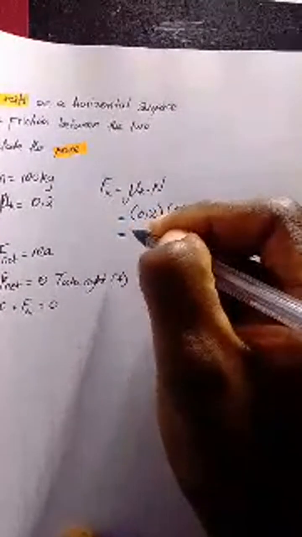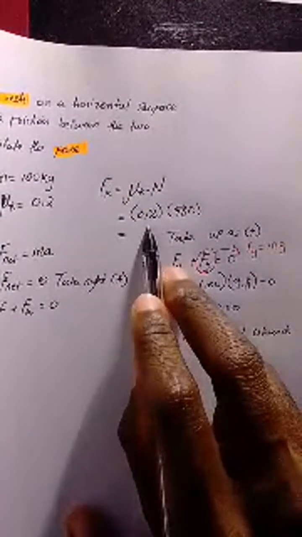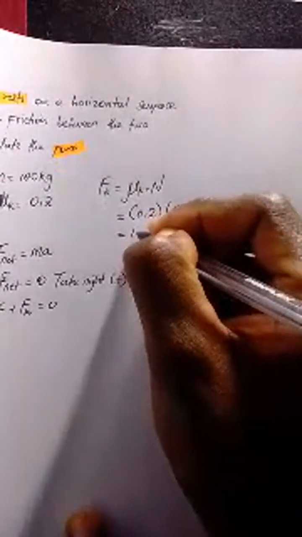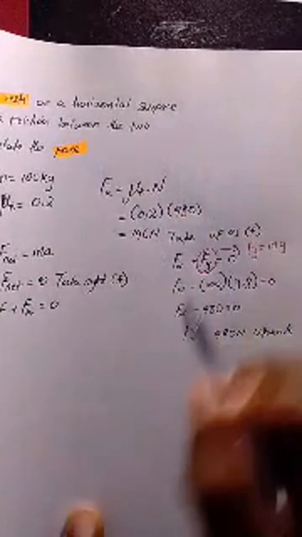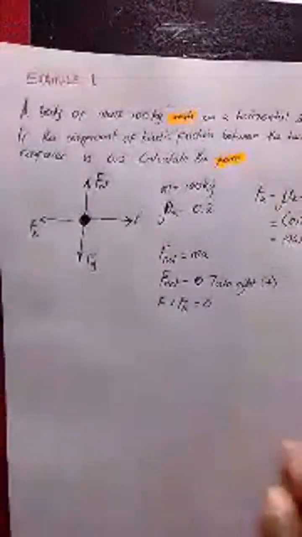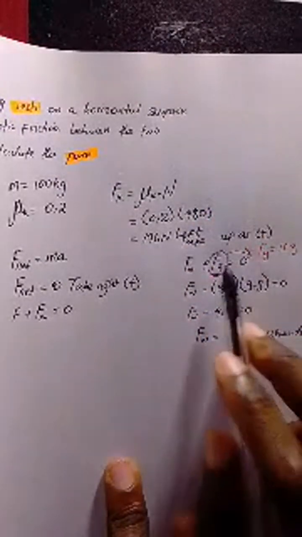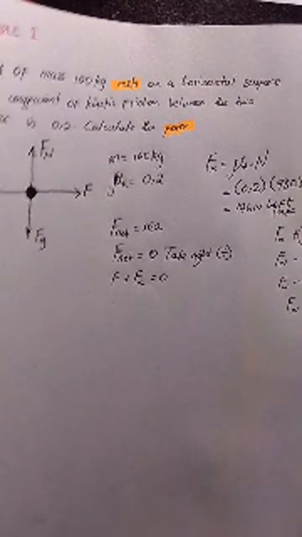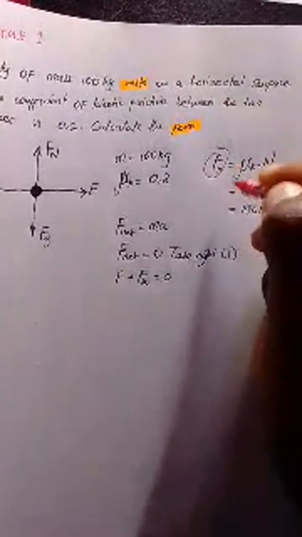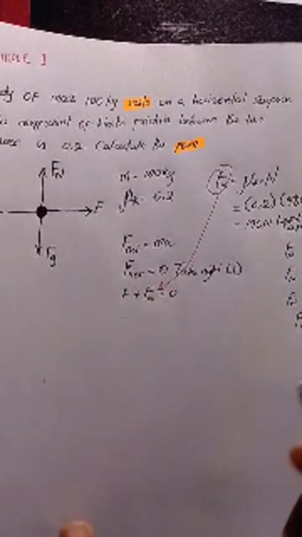And then we get an answer of 0.2 multiplied by 980, you'll get 196 Newton. So this one is going to the left because it's the kinetic friction. Kinetic friction is going to the left. So here you're going to say left. So now we have our Fk. We are going to substitute Fk here.